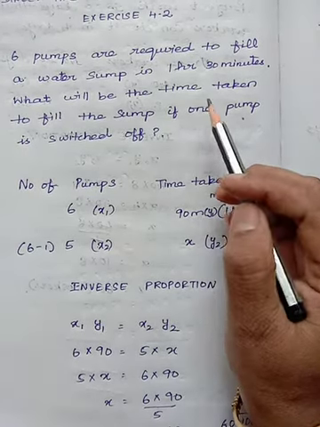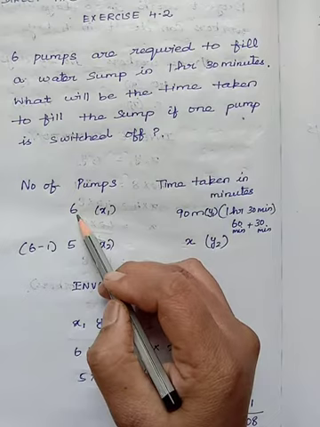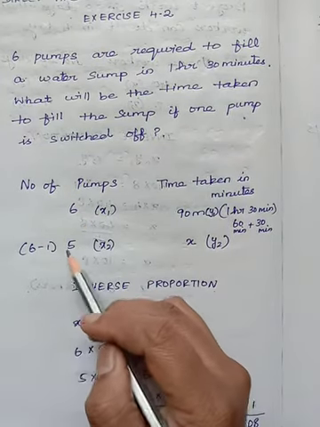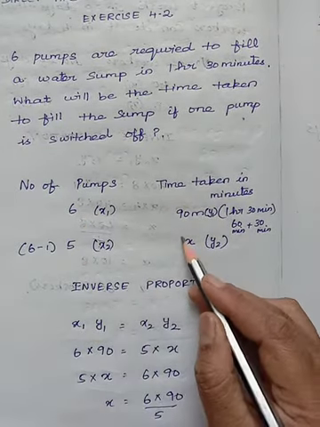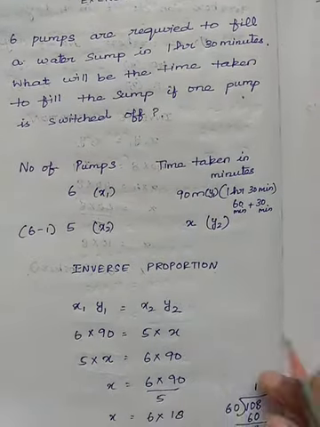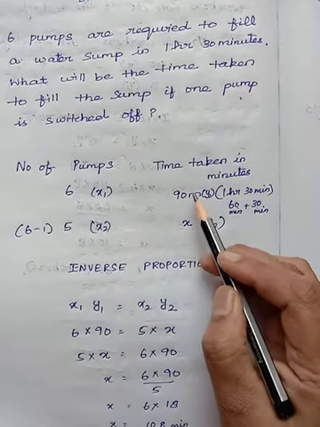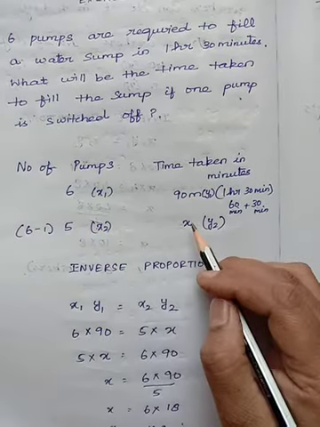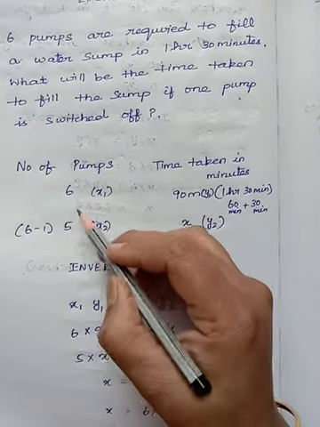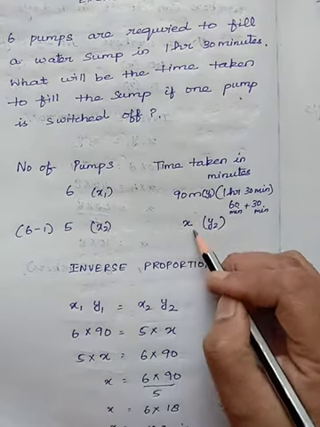60 plus 30 is 90 minutes. If one pump is switched off, already 6 was there, so 6 minus 1, 5 pumps. What is the time taken to fill the sump? So with fewer pumps, the time taken is more. So we can feel that with 5 pumps, the time required is more.